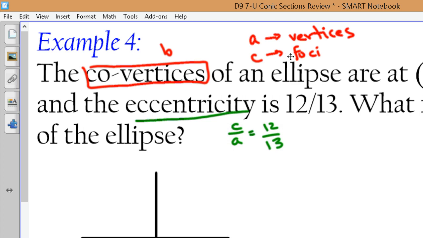But either way, we're going to continue on. So it says the co-vertices are at these 2 points. So I'm going to go over left 2, 1, 2 units, up 1, and then (8, 1). So go right, 8, 1, 2, 3, 4, 5, 6, 7, 8. So there's a point, and here's a point. These are co-vertices.